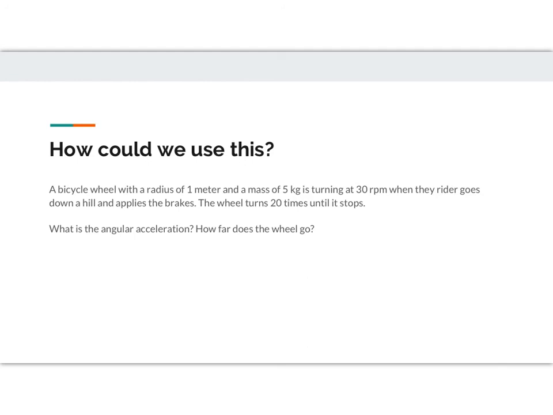Now, how can we use this and how can we understand what we're doing? A bicycle wheel has a radius of 1 meter and has a mass of 5 kilograms and is turning at 30 RPM. When the rider goes down a hill and applies the brakes, the wheel is going to turn 20 times until it stops. So we need to figure out the angular acceleration and how far the wheel is going to go.